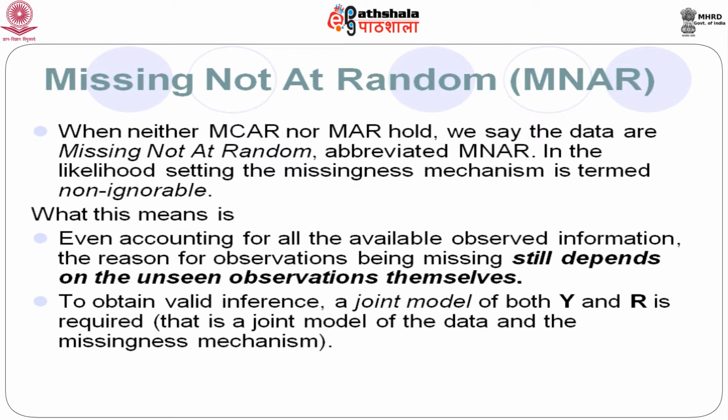I explain it in more detail. What this means is, even accounting for all the available observed information, the reason for observations being missing still depends on the unseen observations themselves. To obtain valid inference, a joint model of both Y and R is required. That is why it is non-ignorable. Otherwise, in the MAR or MCAR case, valid inference can be drawn based on the likelihood of Y only, but not R.